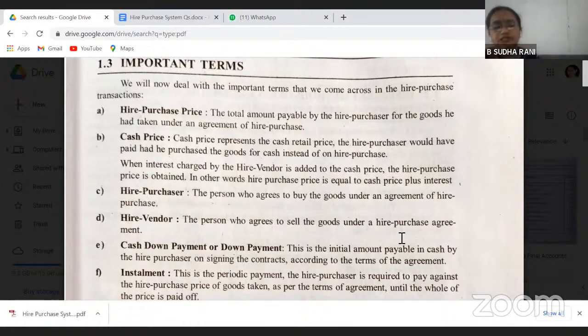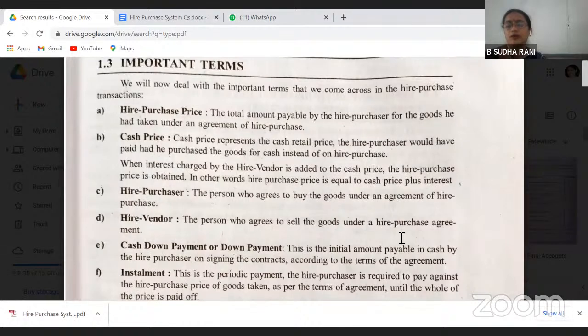Generally, hire purchaser means the person who is buying the asset on the hire purchase basis and agrees to pay the rents in installments on a regular basis. Hire vendor is the person who sells the asset or goods under the hire purchase system, the seller. So hire purchaser is the buyer, hire vendor is the seller. Simple to remember.